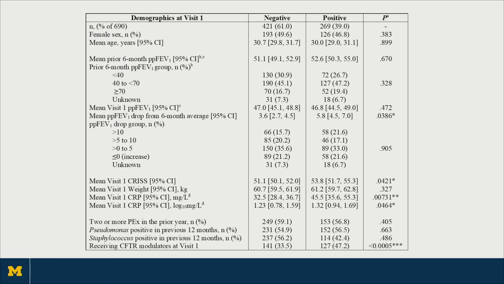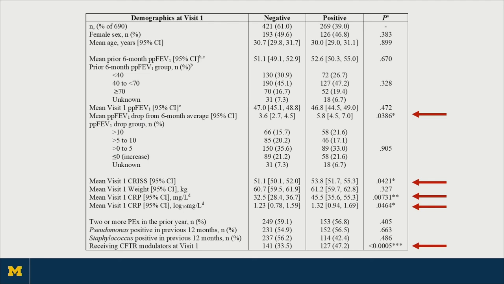And so a multitude of demographics were tested, most of which were garnered from the original STOP study. But what I want to point your attention to are several factors that were statistically significant between the groups. So those that were viral positive were found to have a greater FEV1 drop from their six-month average, about 6% versus 3.6%. They tended to be more symptomatic, as noted by higher CRISS score, so a higher score is more symptomatic. These individuals tended to have a higher inflammatory profile, as noted by greater CRP, again, consistent with smaller reports in the literature.